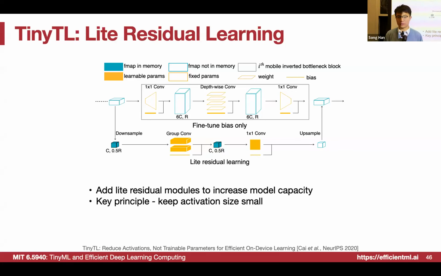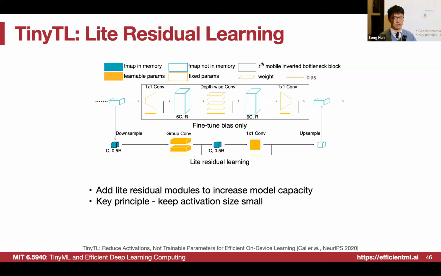And you pass it through a group conv. Group conv is an efficient way to reduce the number of parameters as well as the activation size. So you get C channels at half the resolution, and then you pass it through a 1-by-1 convolution. We never expand the number of channels from C to 6C, so the channel count remains C rather than 6C. Pass it through another 1-by-1 convolution, so we have this upsample layer to project from half resolution to the full resolution.